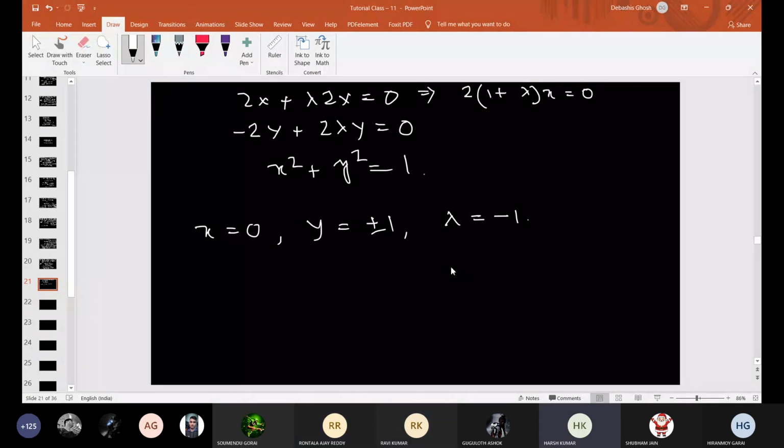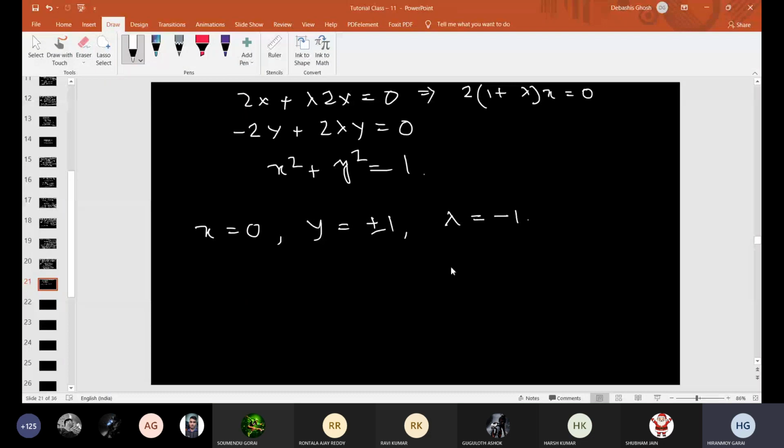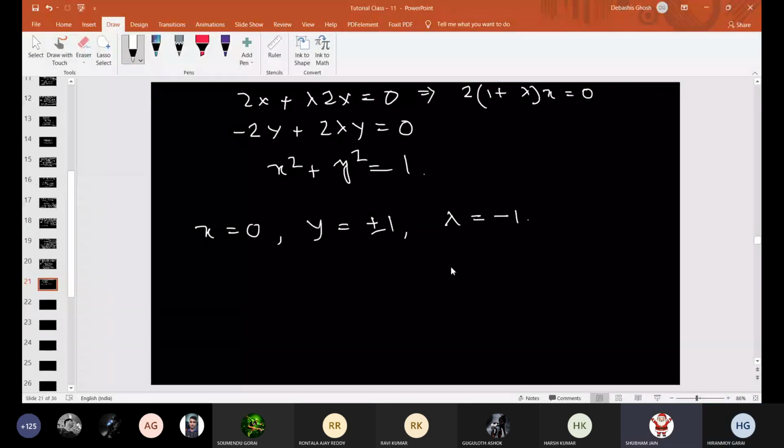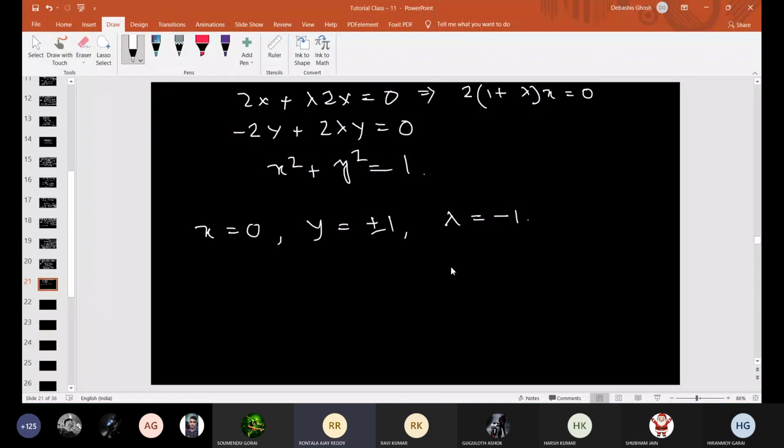Because we have to satisfy all three equations, and only then will we get the solution. We must satisfy all three equations. Then it will be satisfied at 0. No, sir. If both are 0, then the third equation doesn't hold.